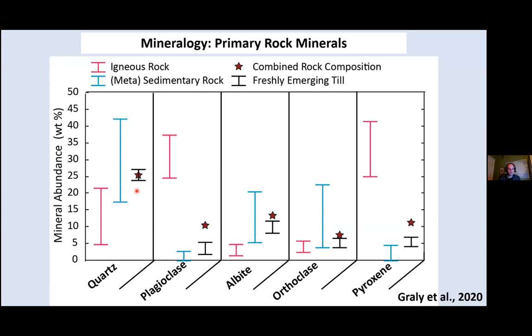So you can see in the case of quartz, the abundance of quartz in rock aligns quite well with the abundance of quartz in till. It doesn't appear as if there was much quartz lost to weathering. However, for these other major rock-forming minerals, this is not true at all. These three feldspar species, there are large losses in the till, especially of plagioclase. And with pyroxene, at least half the pyroxene has been lost in the till.